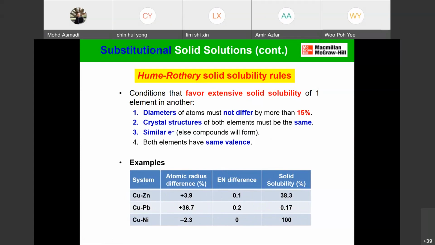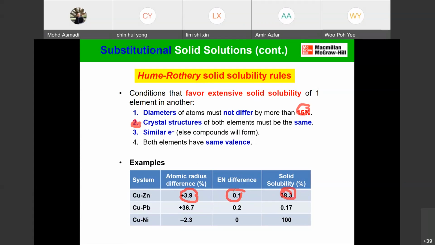If you look at here, the atomic radius difference is below 50% for copper and zinc, right? Electronegativity difference is 0.1. How about copper and zinc on the periodic table? Copper and zinc is 2+ and 2+. Is it the same element? But I think this one, why the percentage is lower, is due to the difference in the crystalline structure. This one is not favorable, I think.